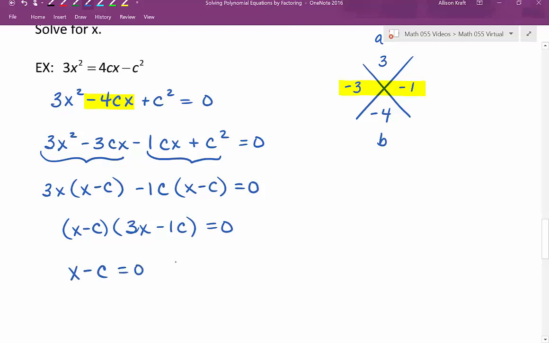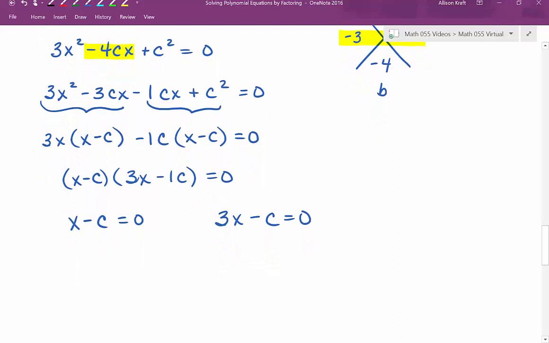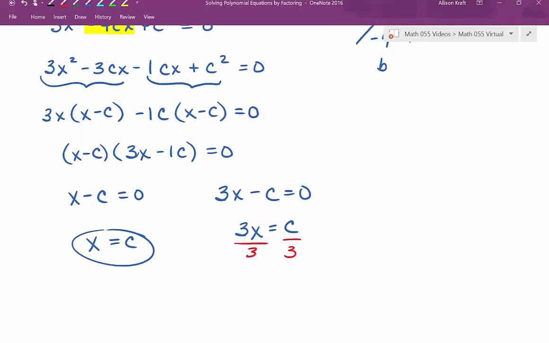x minus c equals 0, and 3x minus c equals 0. Remember, we're solving specifically for the variable x here. So in our first one, we'll just add c to both sides and get x equals c. In our next equation, 3x minus c equals 0, we'll add c to both sides and then divide by 3 and get our second solution of x equals c over 3.